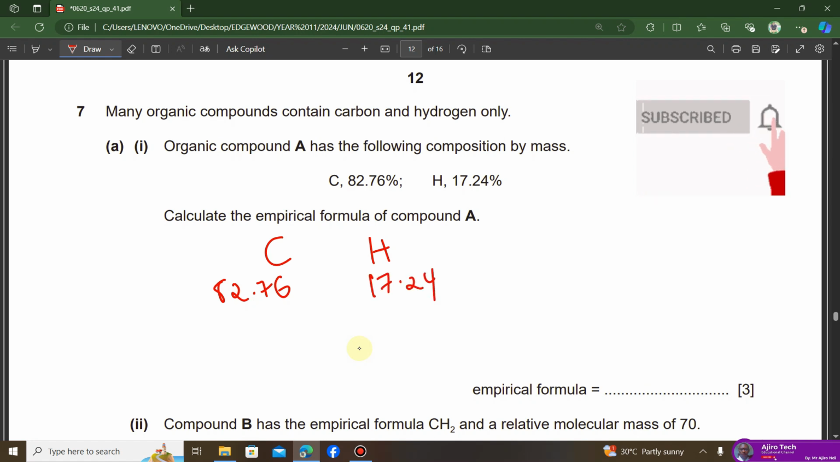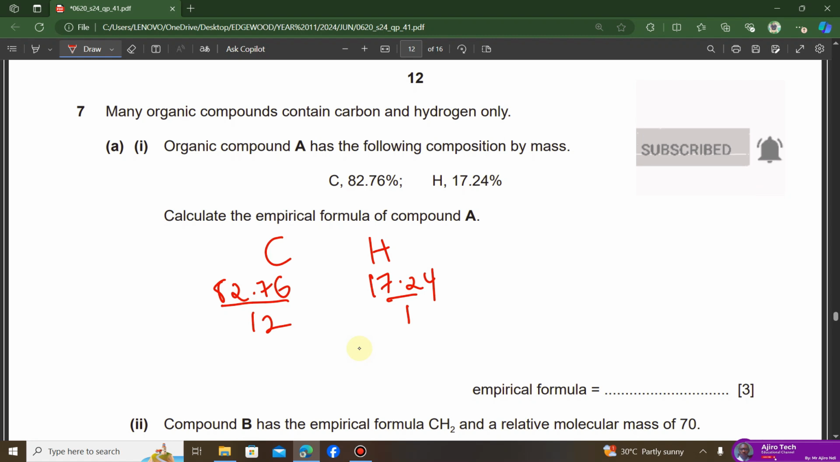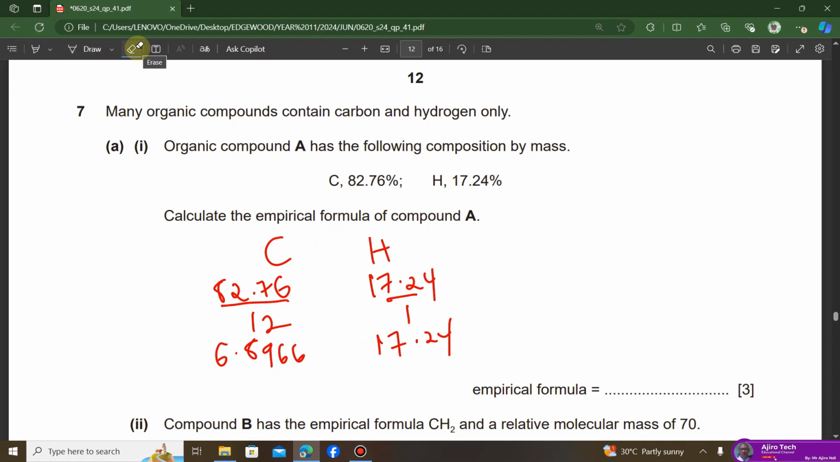Consulting the periodic table, the molar mass of carbon is 12, and that of hydrogen is 1. So let's divide now. 82.76 divided by 12 gives 6.8966, just about that figure. And this still remains 17.24. Let's make these two decimal places as well, so I'll make it 6.9, so 6.90.